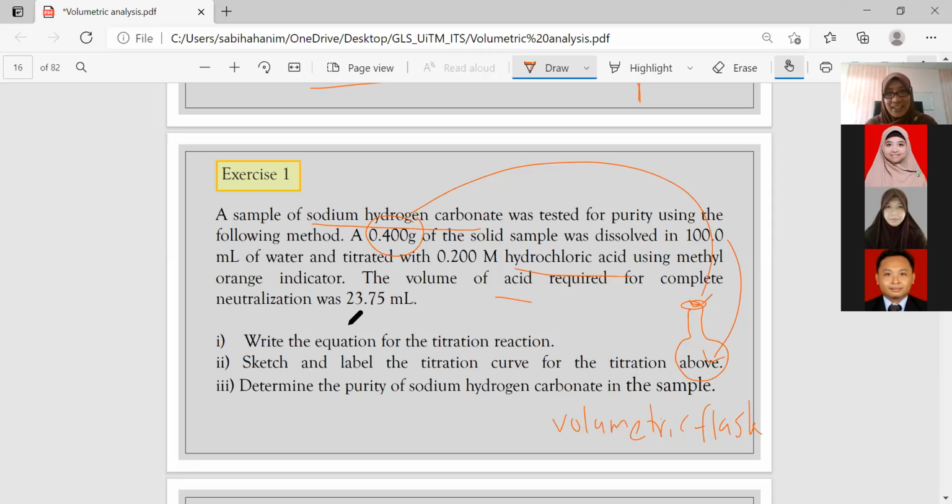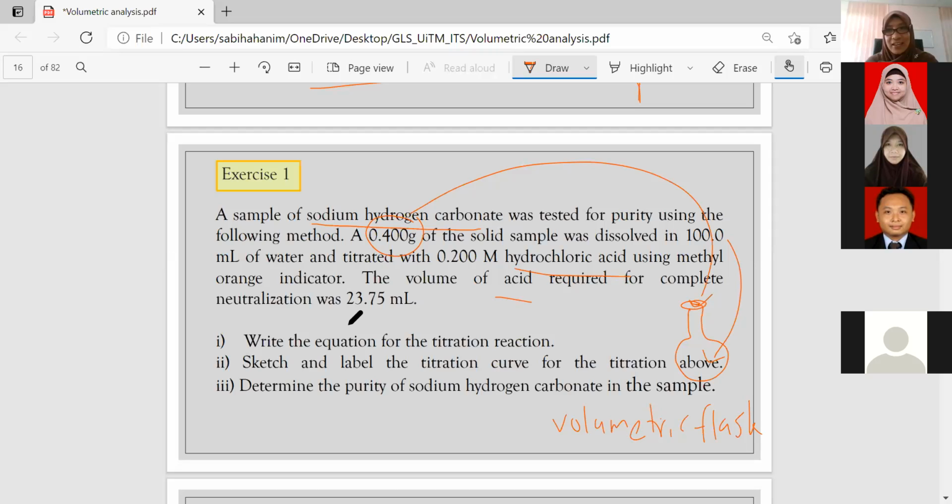Rafael, ma'am. Rafael Ria. Okay. Ask Rafael to answer. Okay, what's the answer? Analyte. Rafael. Excuse me, ma'am. Can you hear my voice? Yes. Is it the titrate, ma'am? Okay, I just ask which one is the analyte, sodium hydrogen carbonate or hydrochloric acid?